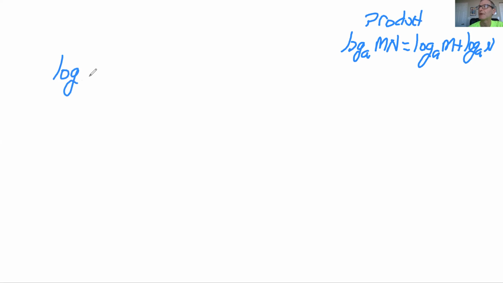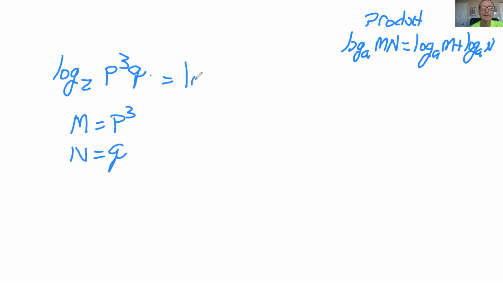Log base 2 of P cubed and Q. And so you wanted to split it up into 2 separate logs. Well, if you think about it, the M value is P cubed, and the N value would be the Q. And so if we split that up, again, we have to have the same base. So that would be log base 2 of P cubed, and then we could do plus log base 2 of Q.